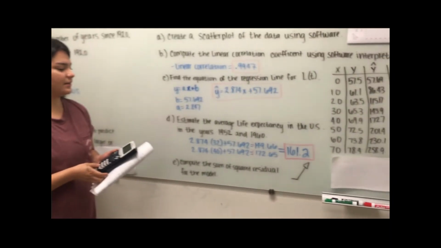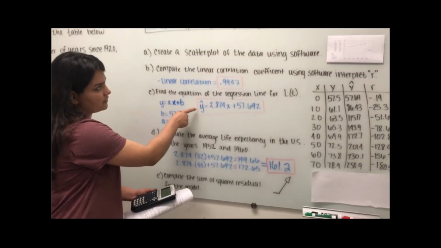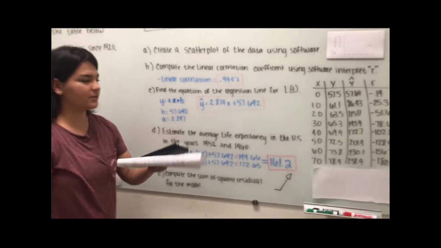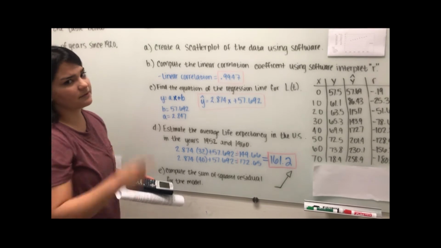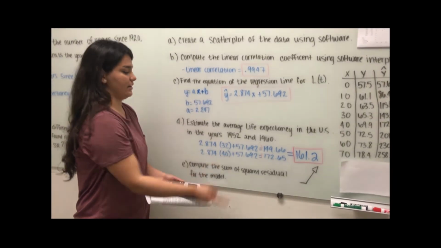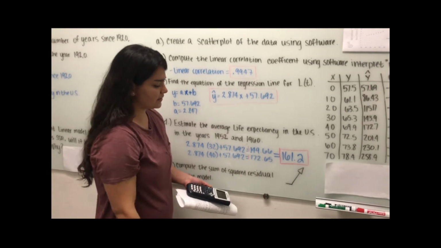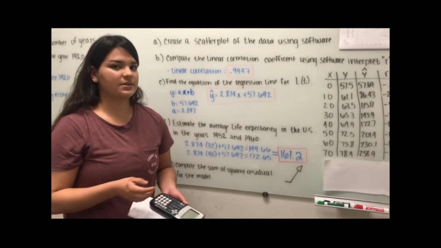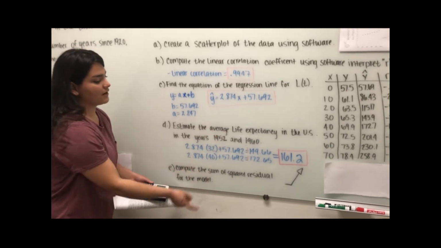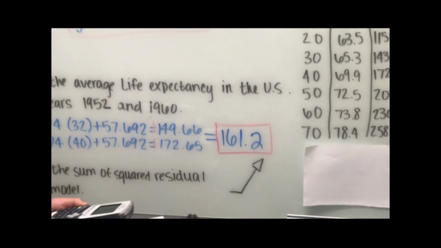Letter D asks me to estimate the average life expectancy in the US in the years 1952 and 1960. Using the linear regression, not exact values, because we're using our predictors, the best predictor of life expectancy. From 1920 to 1952 is 32 years, so that's what we plugged in for x, and for 1960 we put 40. The predictions were 149.66 and 172.65. I added them up and divided by 2 because it asked for the average of these two years, and the average would be 161.2 years.